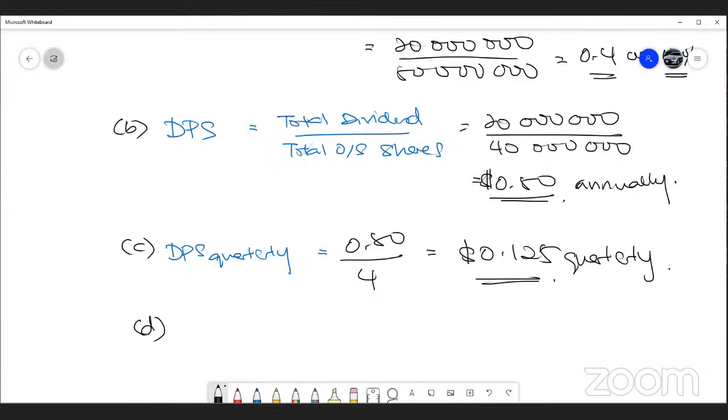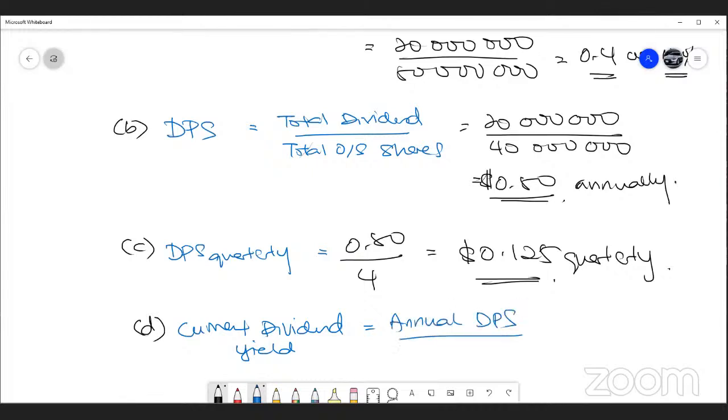Lastly, the last question, D: current dividend yield on Well-bred stock. I don't know how many of you still remember the formula, but let me write the formula for you. Current dividend yield equals annual DPS divided by current share price. So annual DPS is 50 cents.